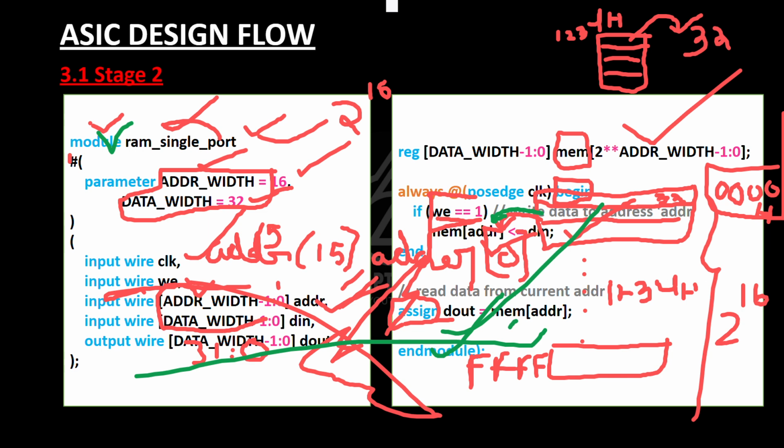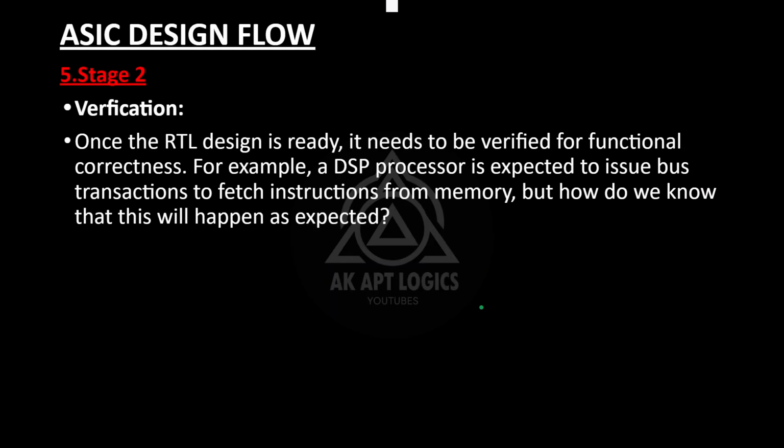Next. Stage 2 verification. After designing, we should verify, right? We should verify the design. So we have to write the TB. Once the RTL design is done, it needs to be verified for the functionality, whether the given functionality is working properly or not. For example, a DSP processor is expected to issue bus transitions to fetch instructions from memory. But how do we know that this will happen as expected?